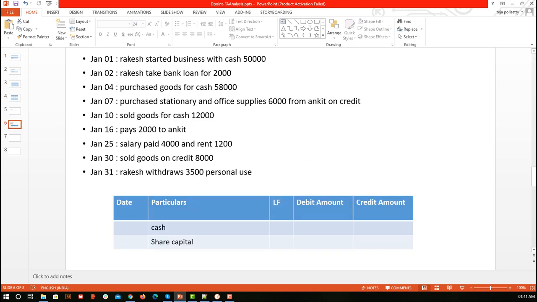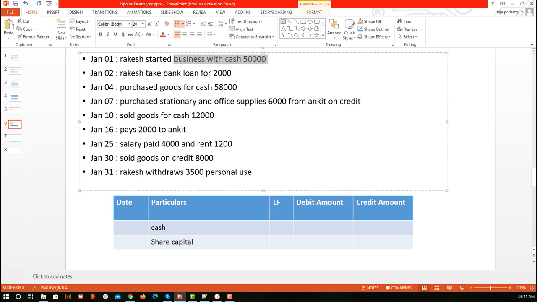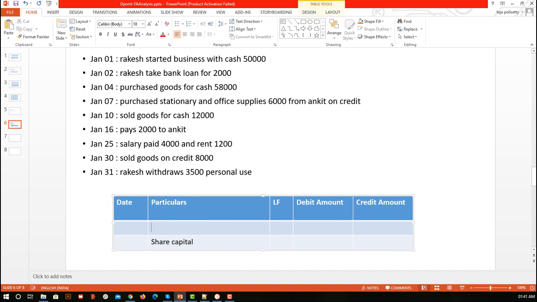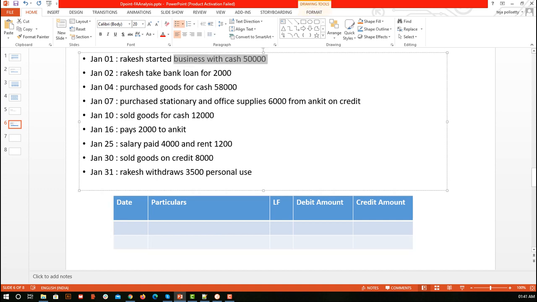So here, first let's see the format. First we have the date, which we write simply. Then we write the accounts, the debit or credit, whichever account is involved. Every transaction will have 2 accounts, and those accounts we write in the particulars.